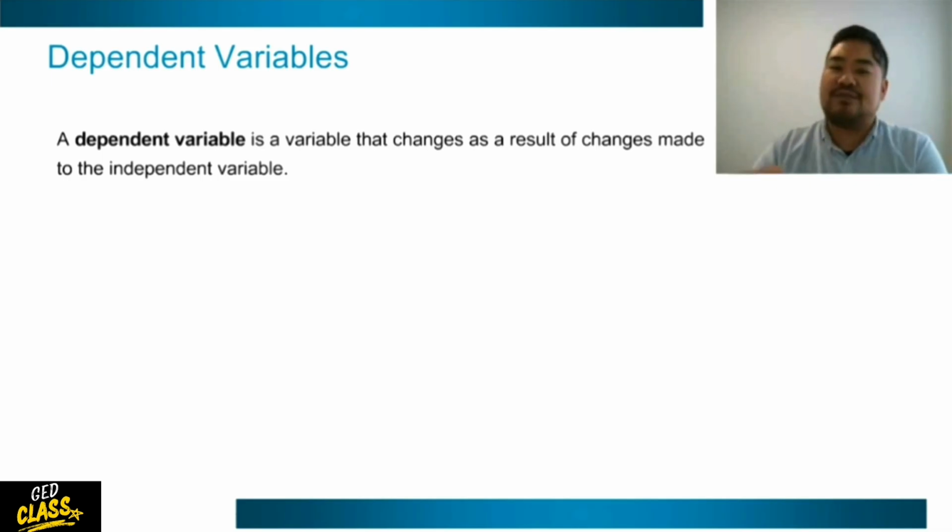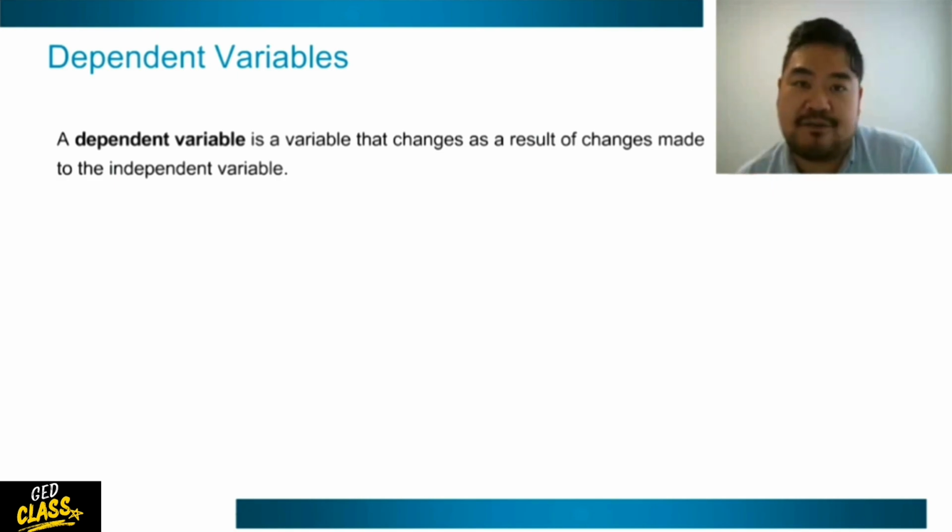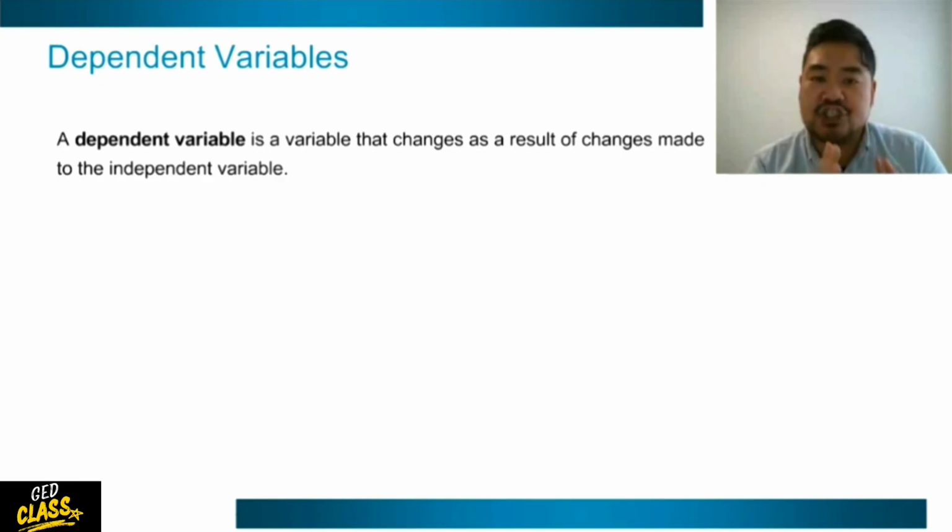For example, if a scientist increased the temperature, then the color of the liquid became darker. The temperature change would be the independent variable. That's the thing that the scientist changed intentionally. The color of the liquid would be the dependent variable. That's the thing that changed because of the independent variable change.